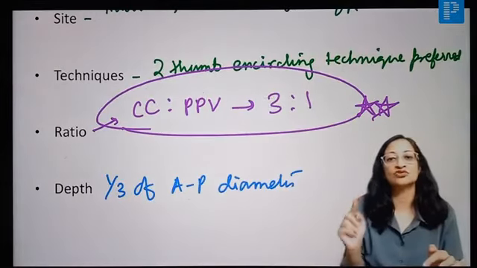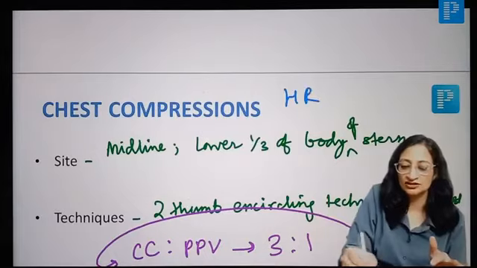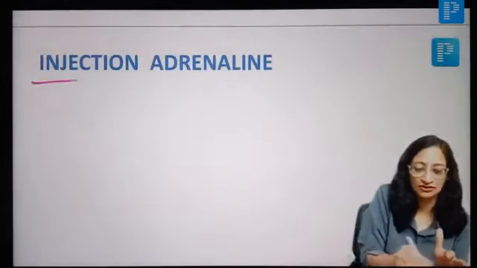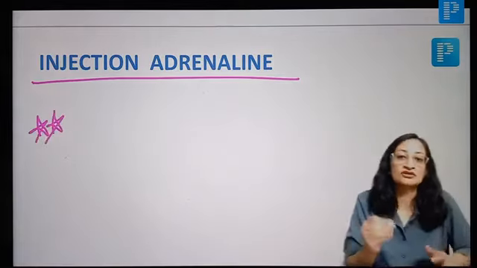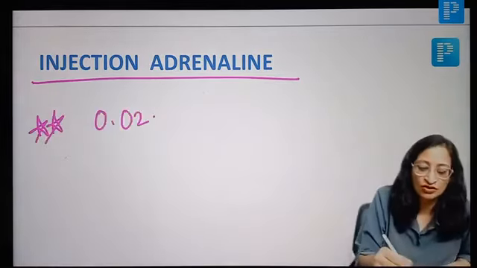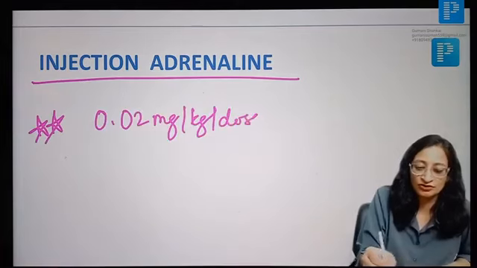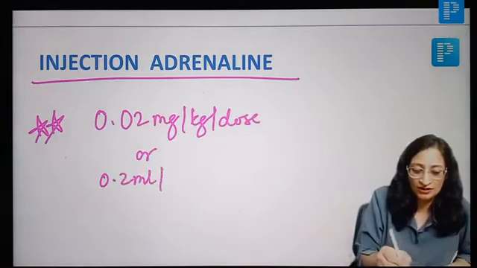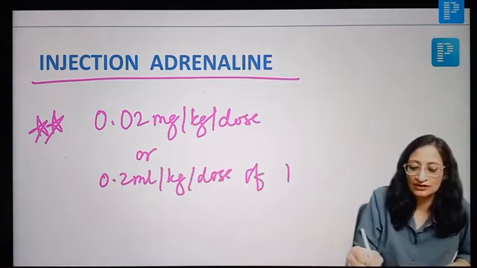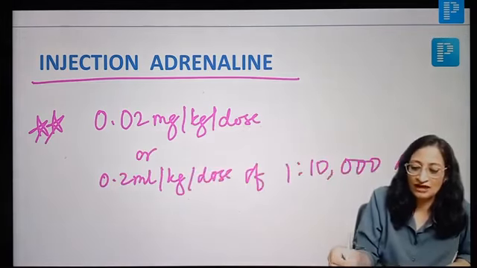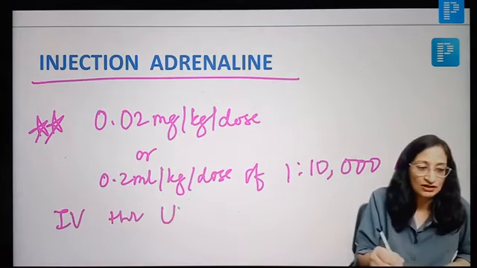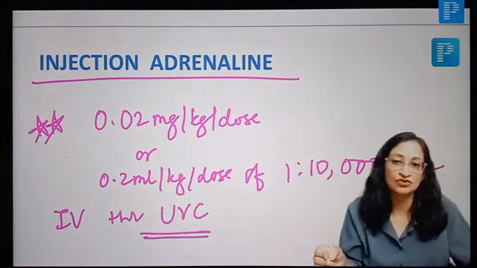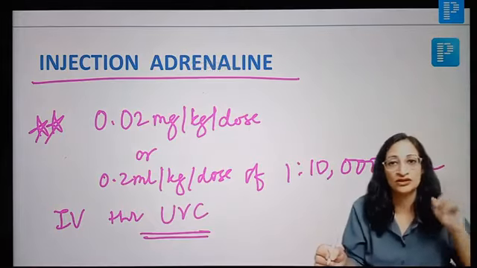And you start chest compression only when the heart rate is less than how much? 60 per minute. But if despite 1 minute of chest compression, the heart rate continues to be less than 60, you have to give injection adrenaline. Here there's a latest update. The dose of injection adrenaline has now recently been revised to 0.02 mg per kg per dose, or 0.2 ml per kg per dose of 1 in 10,000 adrenaline. The preferred route is intravenous through the umbilical venous catheter. There is no difference if 2 doctors are there; the ratio still remains 3:1 in neonatal resuscitation.